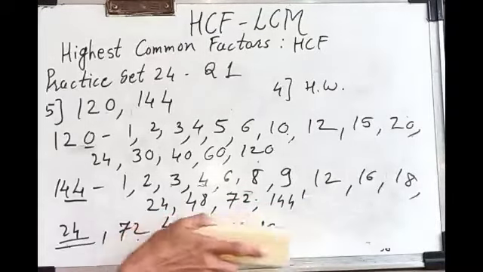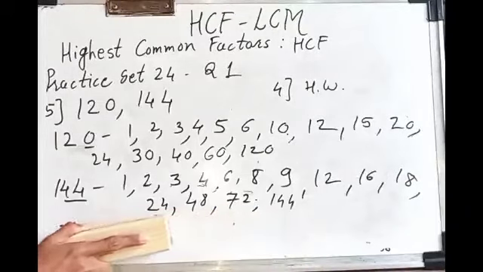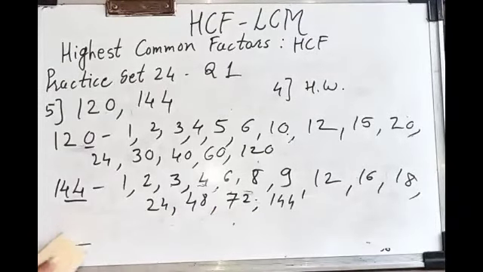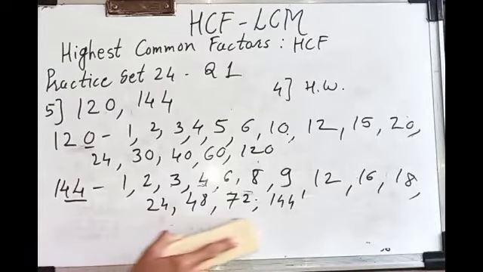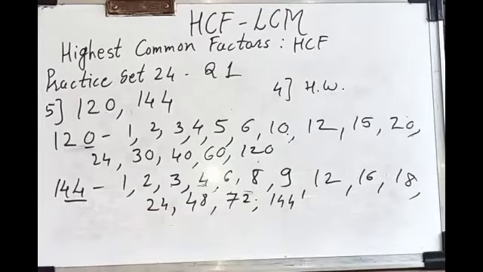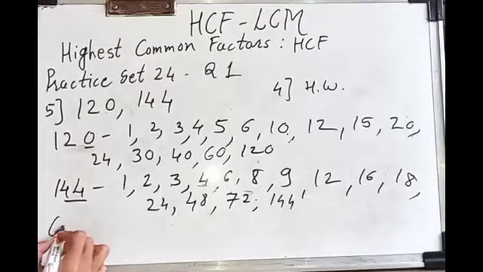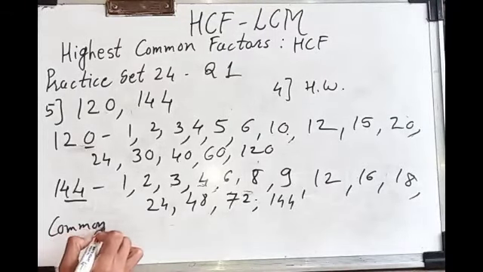So this I will erase now. Why have I written it on one side? Do you remember, do you understand? We have to write all the factors in ascending order, meaning smaller to bigger. So these are all the factors of 144. And now you have to find the common factors.